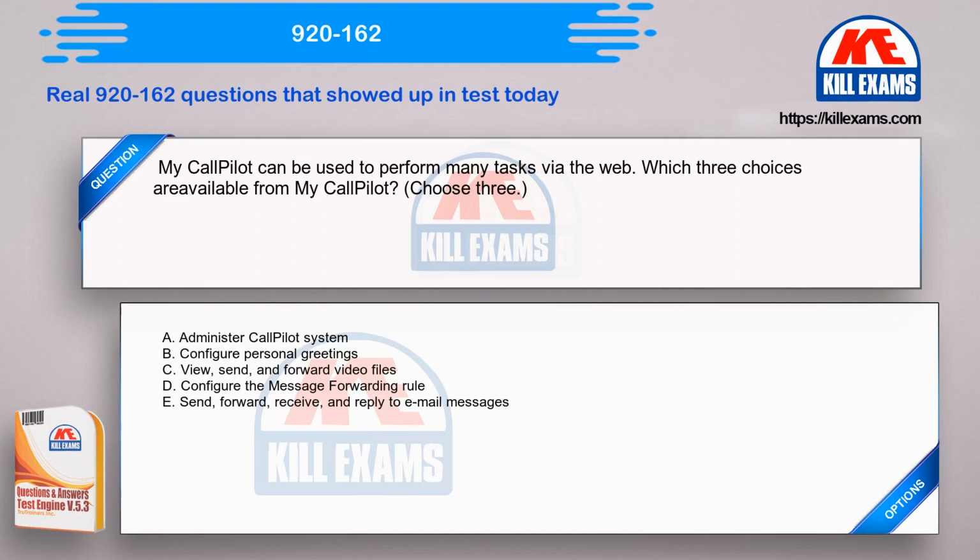My CallPilot can be used to perform any tasks via the web. Which three choices are available from my CallPilot? Choose 3. Option A, Administer CallPilot system. Option B, Configure personal greetings.